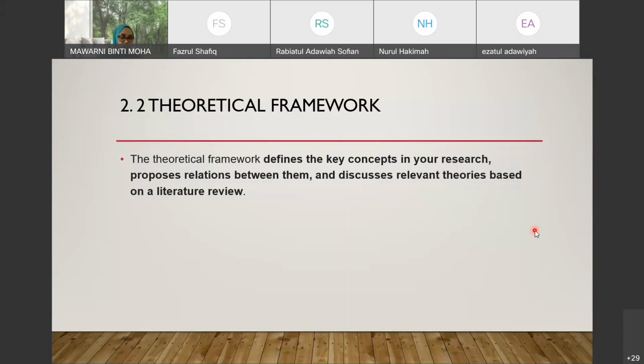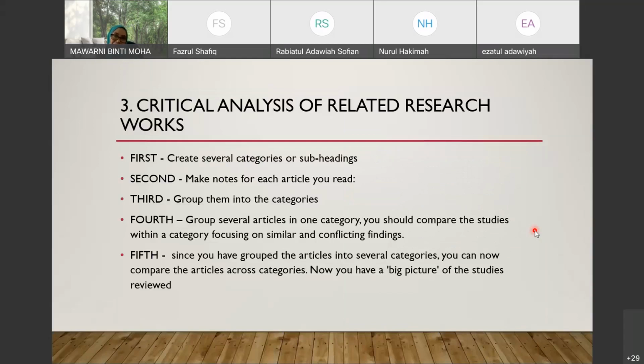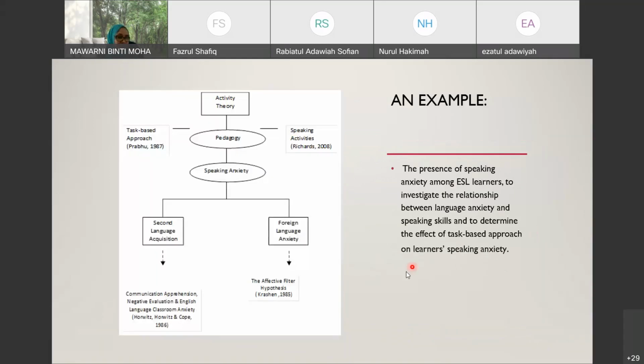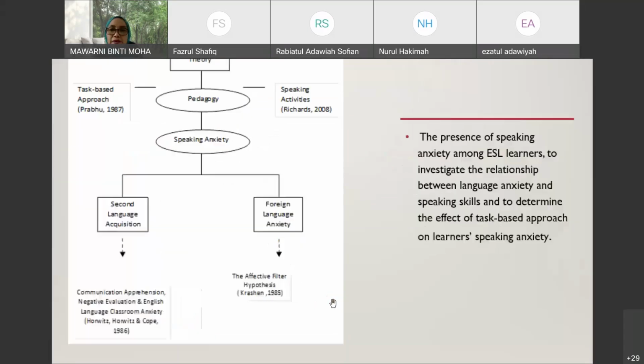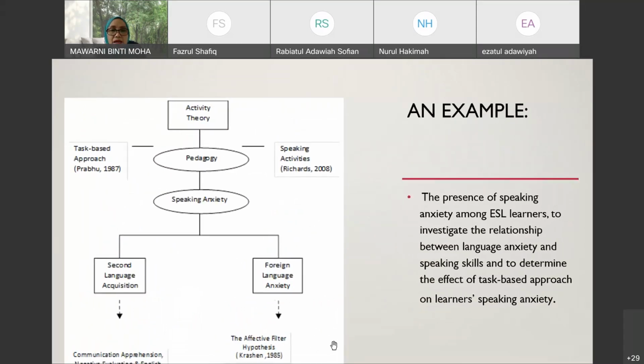Okay, so let's see what do we have in 2.3. Yes, okay. No, framework belakang lagi. Yes, thank you. Okay, this is the example, all right? This is on ESL, or English as Second Language Learners, okay? So this is an example of a framework. The tajuk is something about investigating the relationship between language anxiety and speaking skills, and to determine the effect of a task-based approach on learner speaking anxiety.